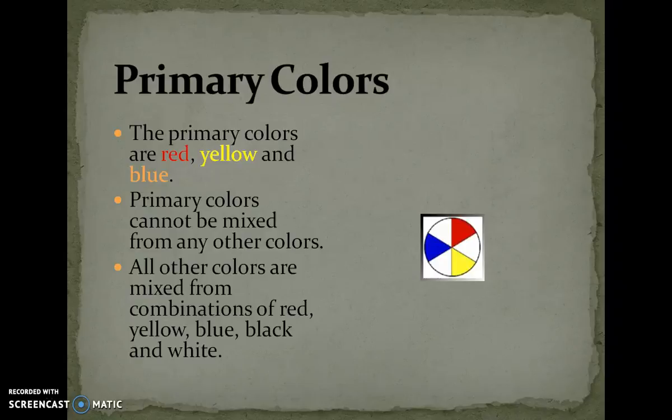Now, let's see what secondary color is. Before that, here is the picture of a primary color wheel. You can see there are three colors: red, yellow, and blue. This picture is actually a primary color wheel. Let's see secondary colors.